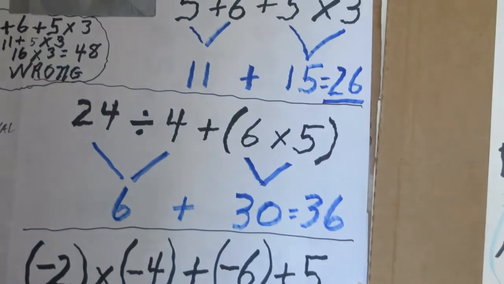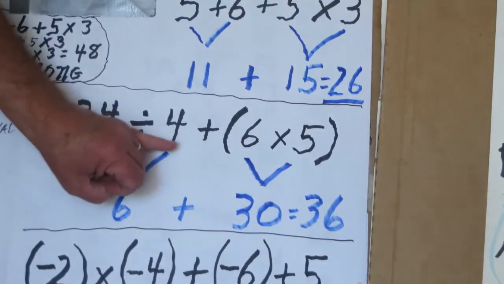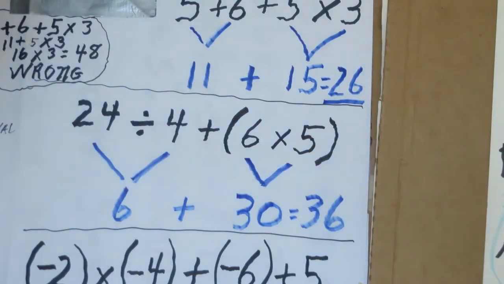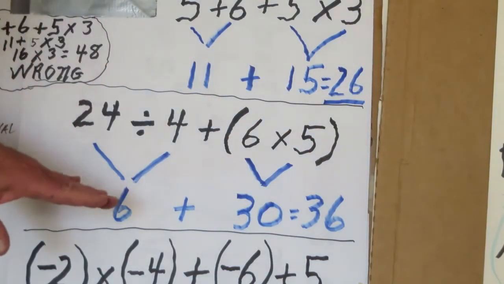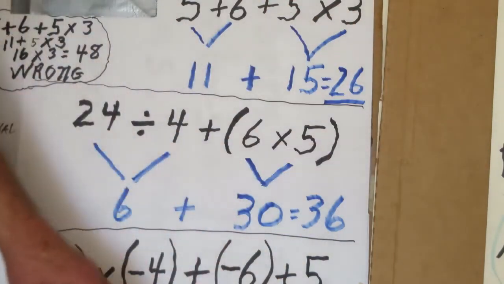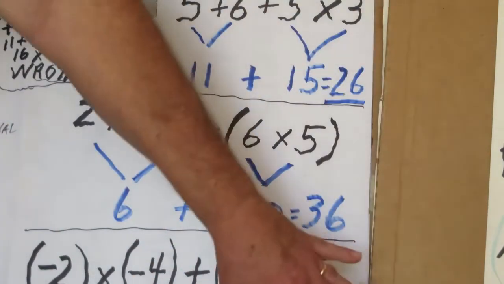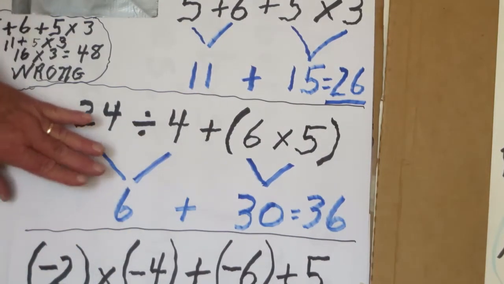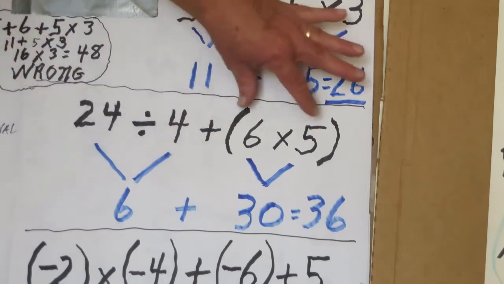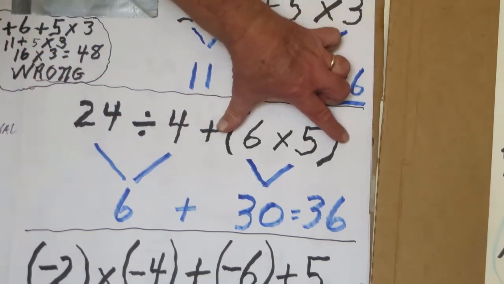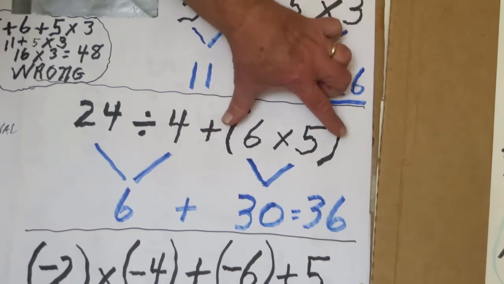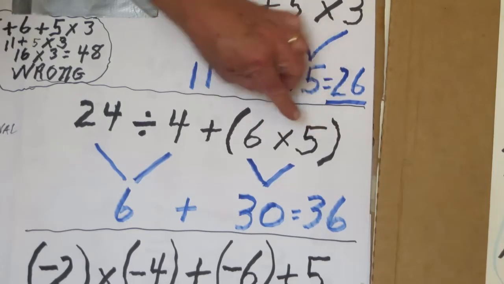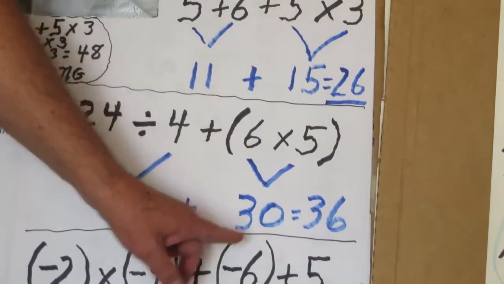We have another problem, 24 divided by 4 plus 6 times 5. So we have an order of operations, and I have a mnemonic device to show you, but the correct way to do this problem is first thing we do is do what's in the parentheses. It's understood that if there's something to be done in the parentheses, you do that first. 6 times 5 equals 30.